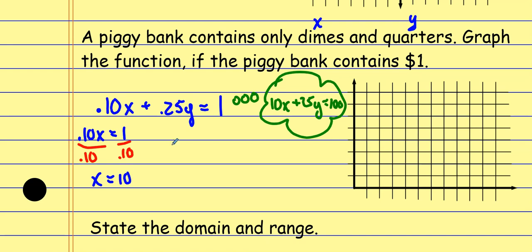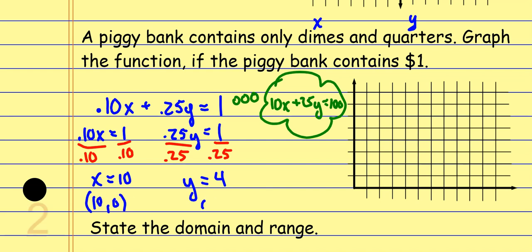Okay? And now the same thing: to find y, I plug a 0 in for x. And once again, divide. Or 0.25 is a fraction, would be 1/4, so I can multiply each side by 4. But again, think of these as ordered pairs. This is the ordered pair (10, 0). This is the ordered pair (0, 4).